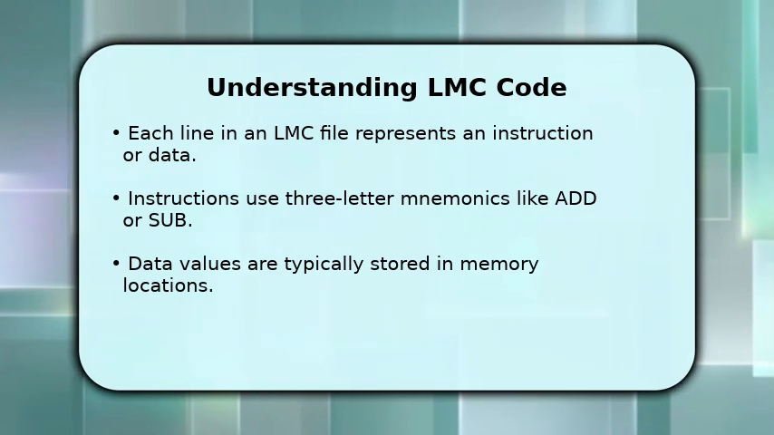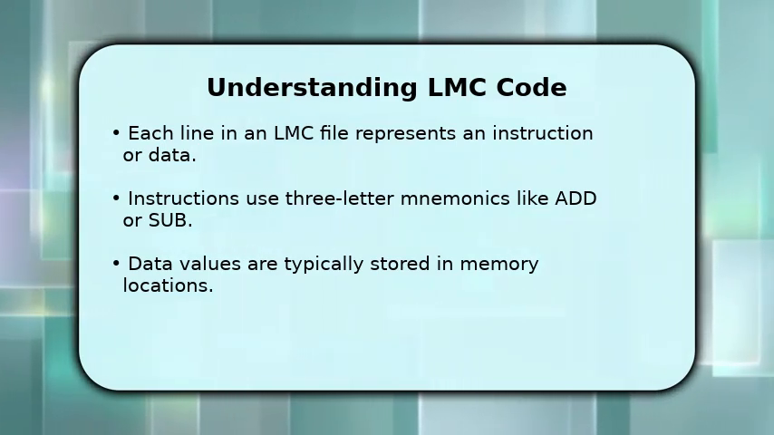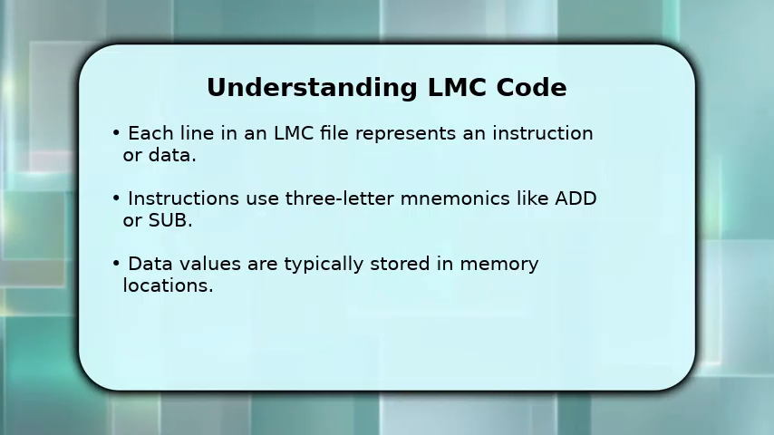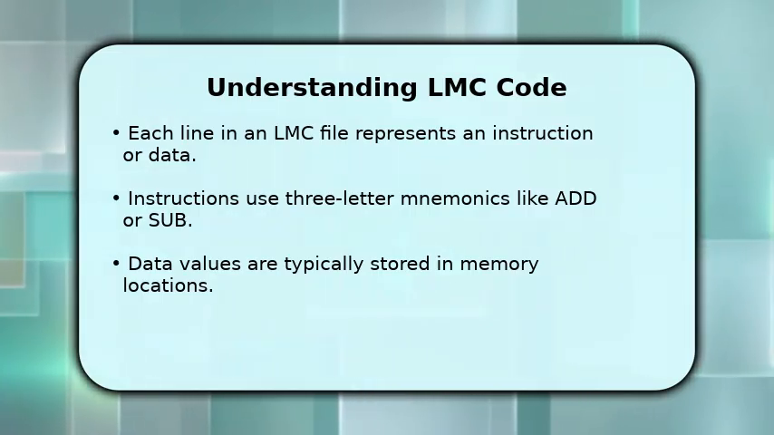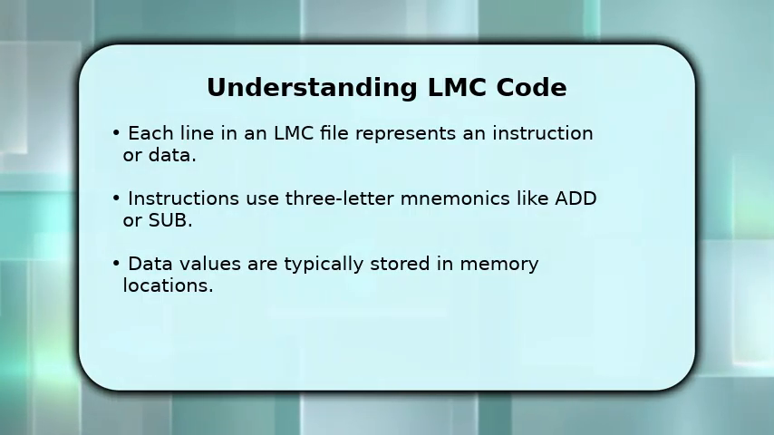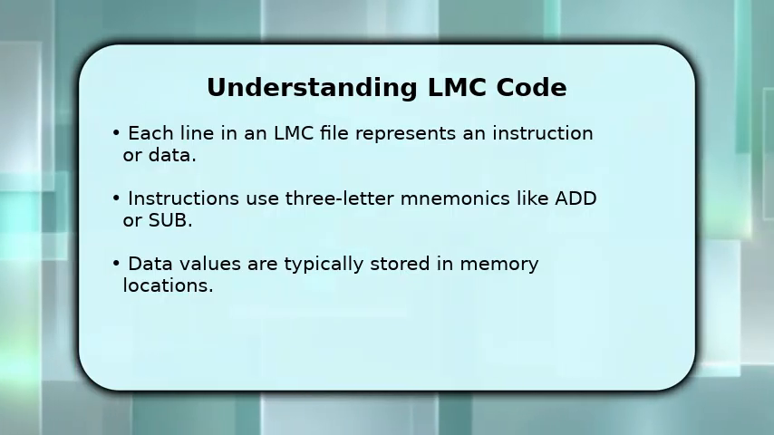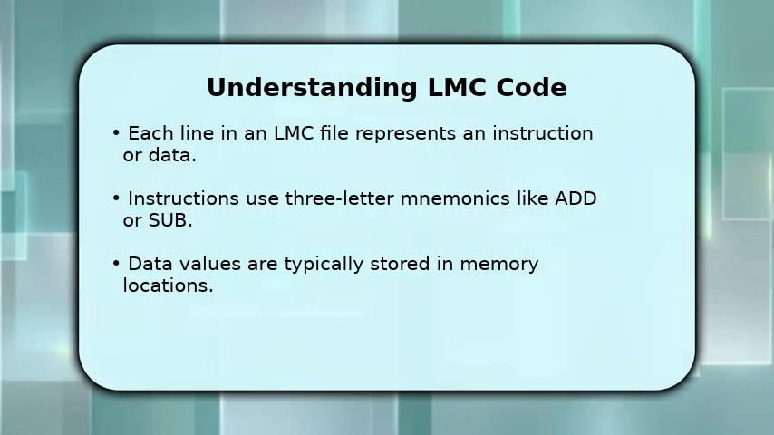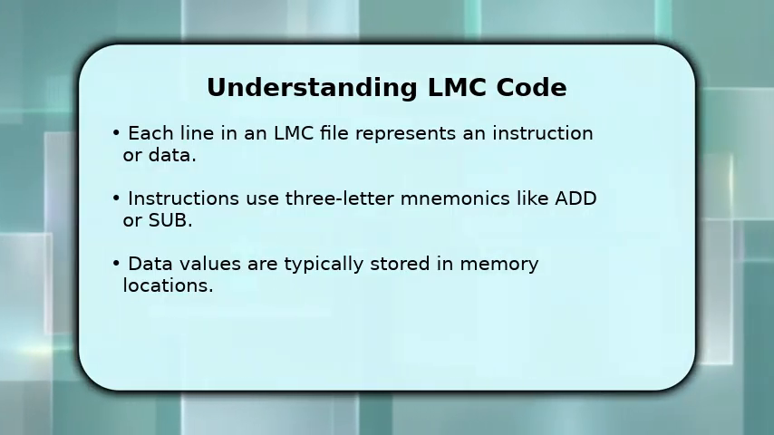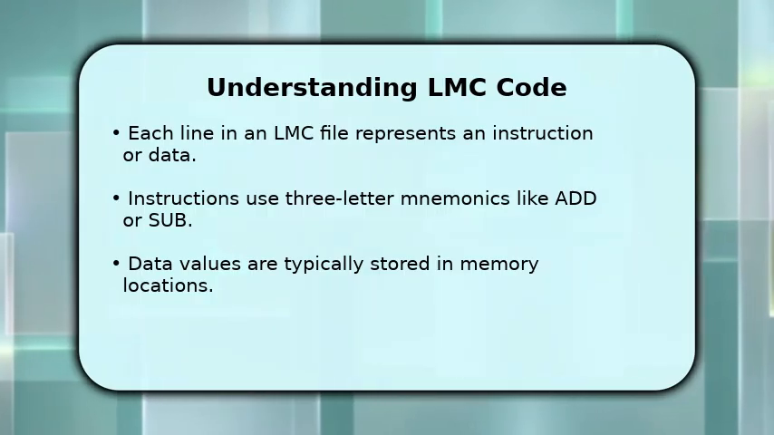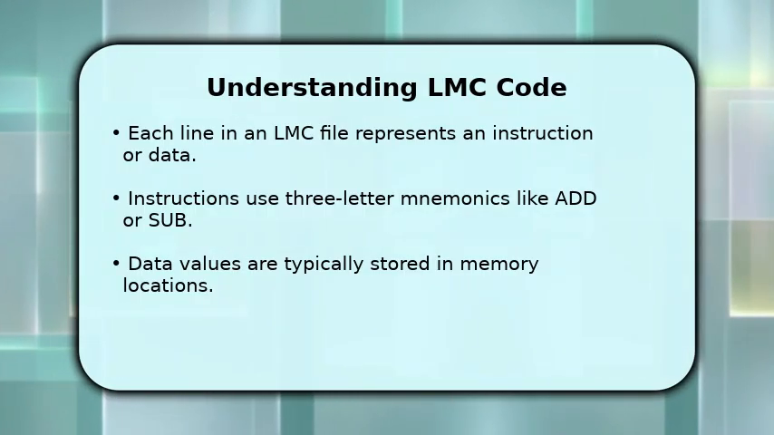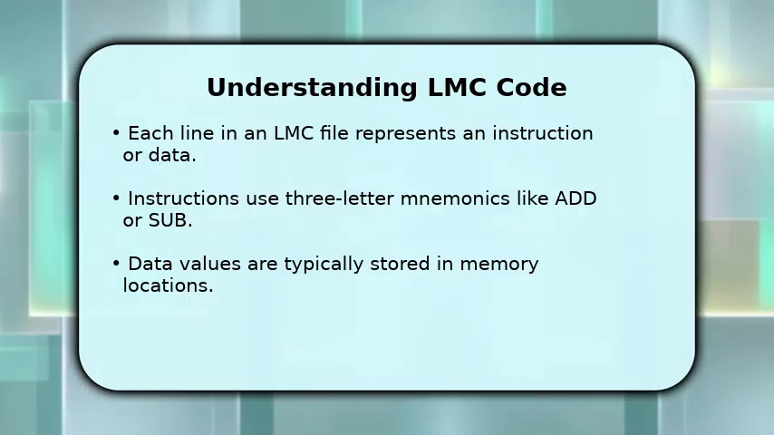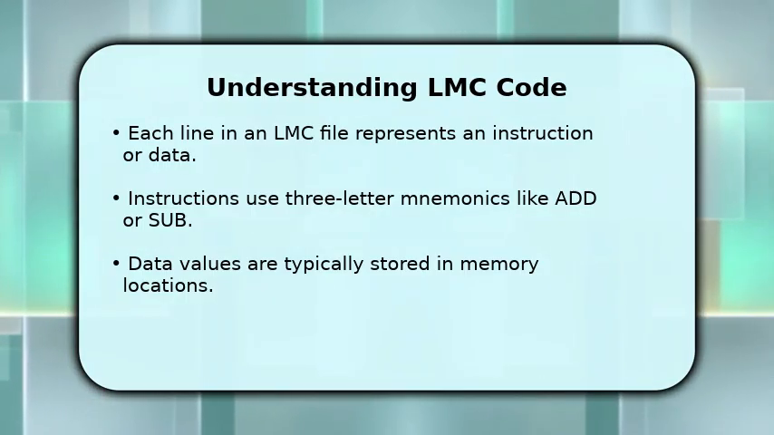Once opened, you'll see lines of code. Each line in an LMC file corresponds to either an instruction for the little man computer or a piece of data. Instructions are represented by three-letter mnemonics, such as ADD for addition or SUB for subtraction, followed by a memory address. Data values are simply numbers stored in specific memory locations, ready for the little man to process.